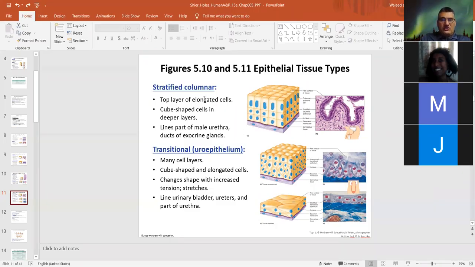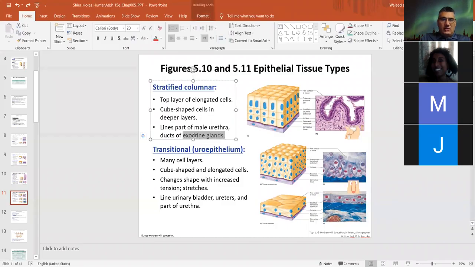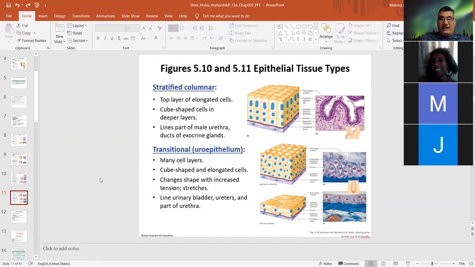Where is the location of stratified columnar epithelium? It is lining the male urethra and the ducts of the exocrine glands. What do you mean by exocrine gland? It's coming. They are the glands that have secretions. We will come to that. Here is a unique type that's called transitional epithelium. Again, it's all about understanding. Understand, don't just memorize. What do you mean by transitional epithelium? It is just a regular epithelium, but they put it uniquely.